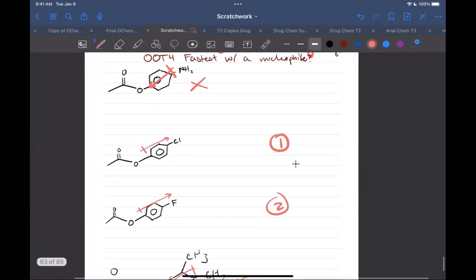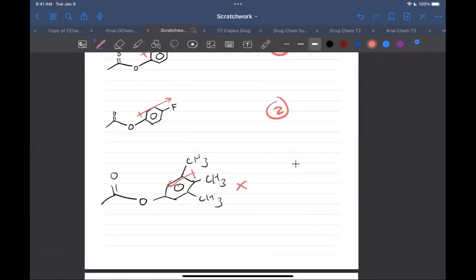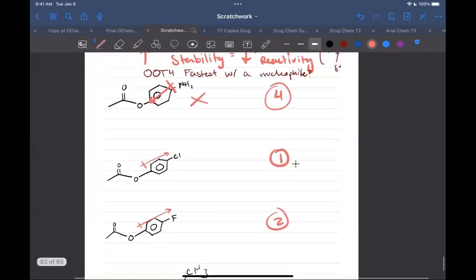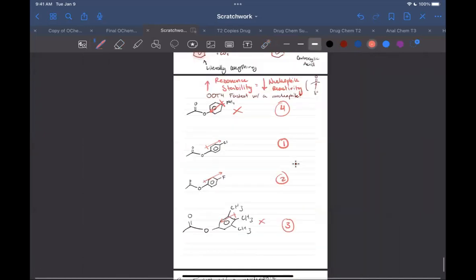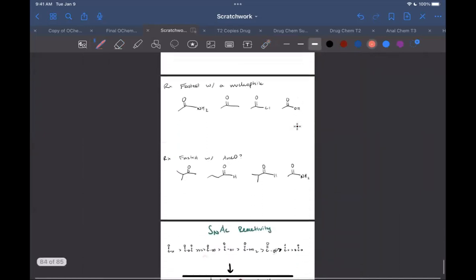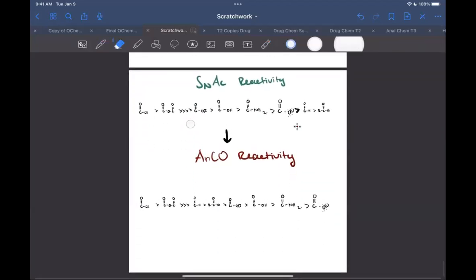Then fluorine. Then out of these two, which one's more deactivating? Well, even though it's not deactivating, it doesn't activate as much as aniline. So this would be the ranking. Okay. And you're welcome to rewatch the video. But before we get on to this, let's look at this reactivity chart that I made.